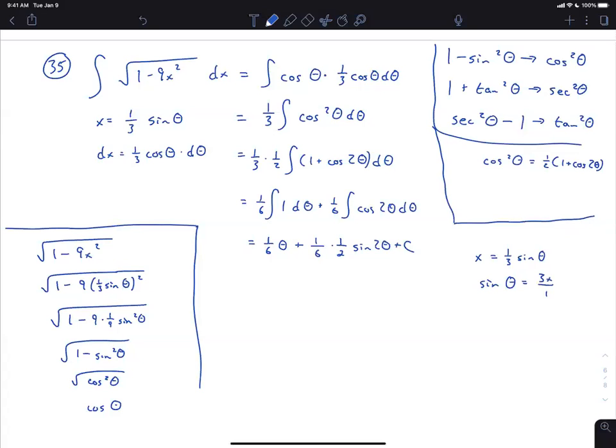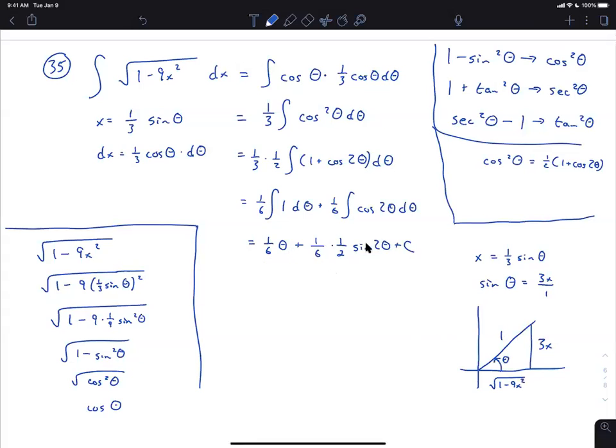And so now we draw a triangle in the first quadrant. And this angle is theta. Sine is 3x over 1, so opposite over hypotenuse, or y over r, is 3x over 1. So the easiest way for that to happen is label the y side as 3x and the r side as 1. The Pythagorean theorem gets us that this side is the square root of 1 minus 9x squared.